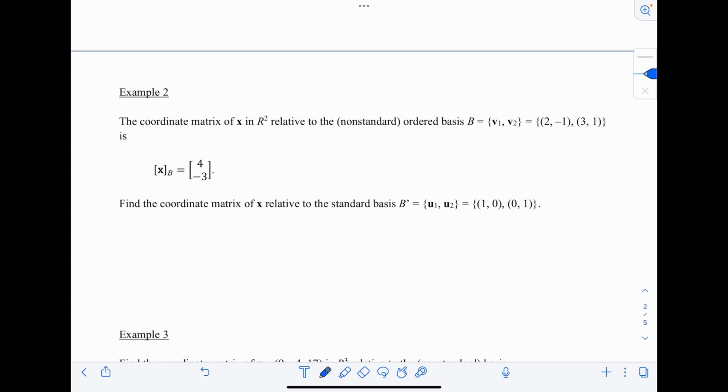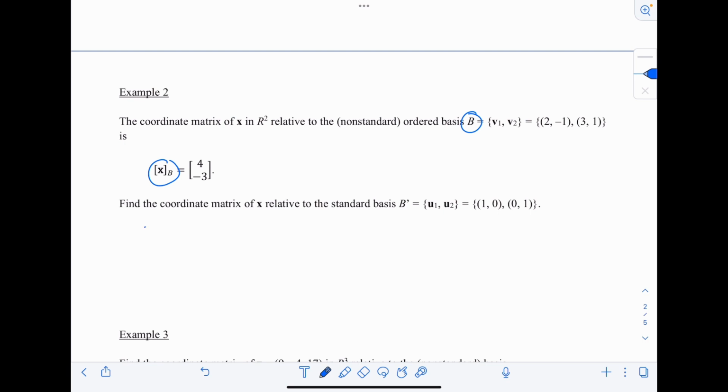A little bit different here too, because what we need to do now is figure out what vector is being created by B, by this set and by the coordinate matrix. We're going to figure out that vector first, and then use that vector to find the coordinate matrix relative to the standard basis. So here's how this looks.